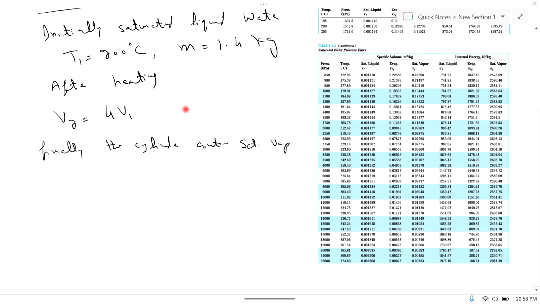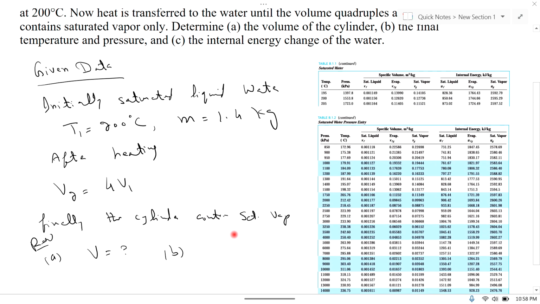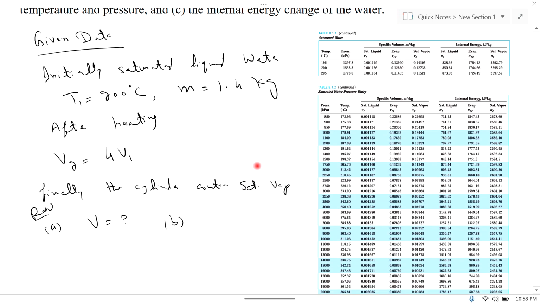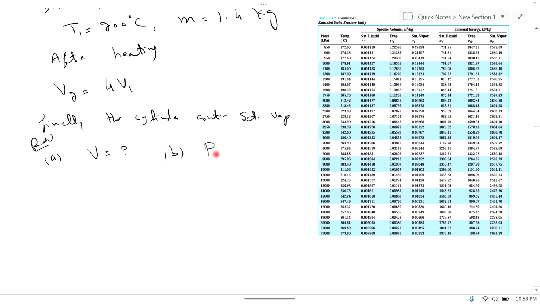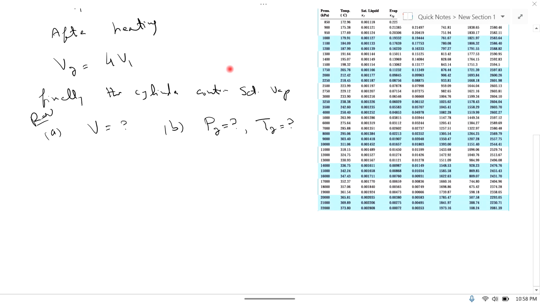Find the volume of the cylinder. Part A requires the volume of the cylinder, part B the final temperature and pressure, P2 and T2, and part C the change of internal energy of the water.